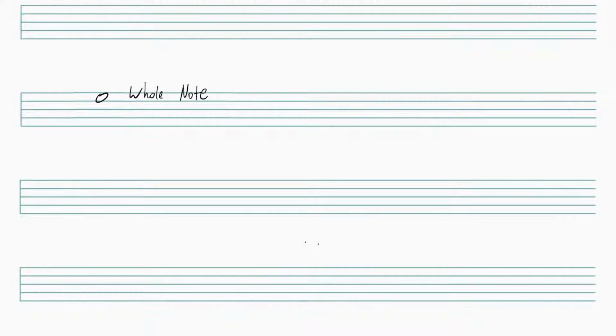Now, the whole note is just an open note head. You will not have a whole note that is just a closed note head. That's not going to happen. Whole note is an open note head. Now, we can take whatever we're calling the value of a whole note, we can cut that in half and create something called a half note. Now, the half note is an open note head with a stem.